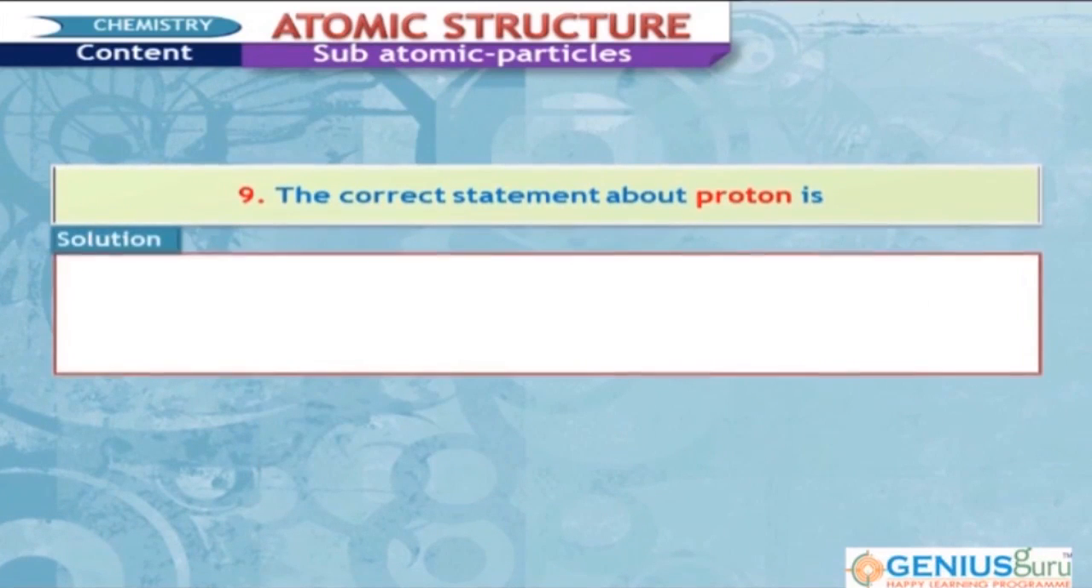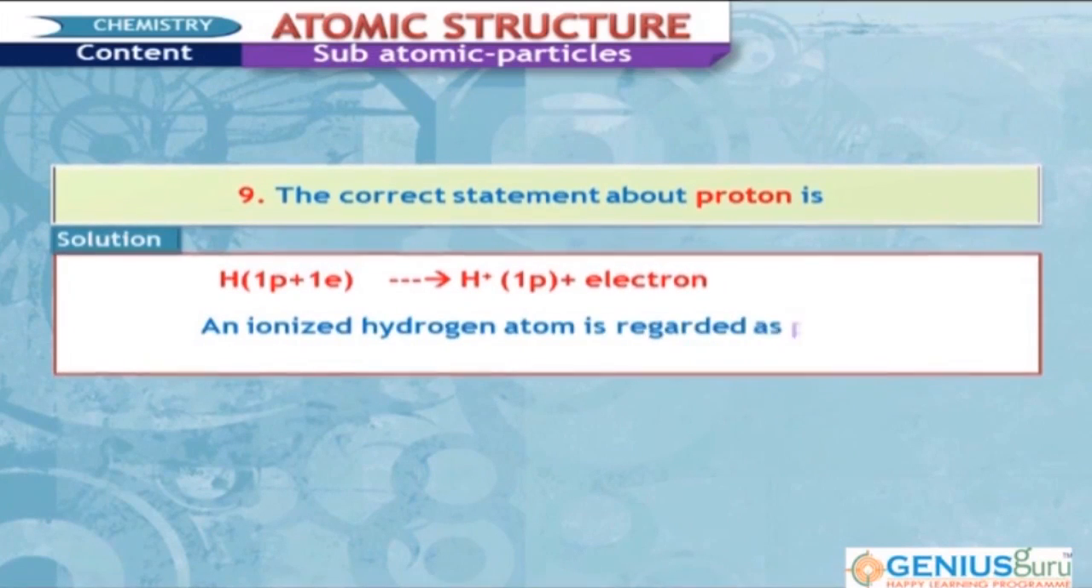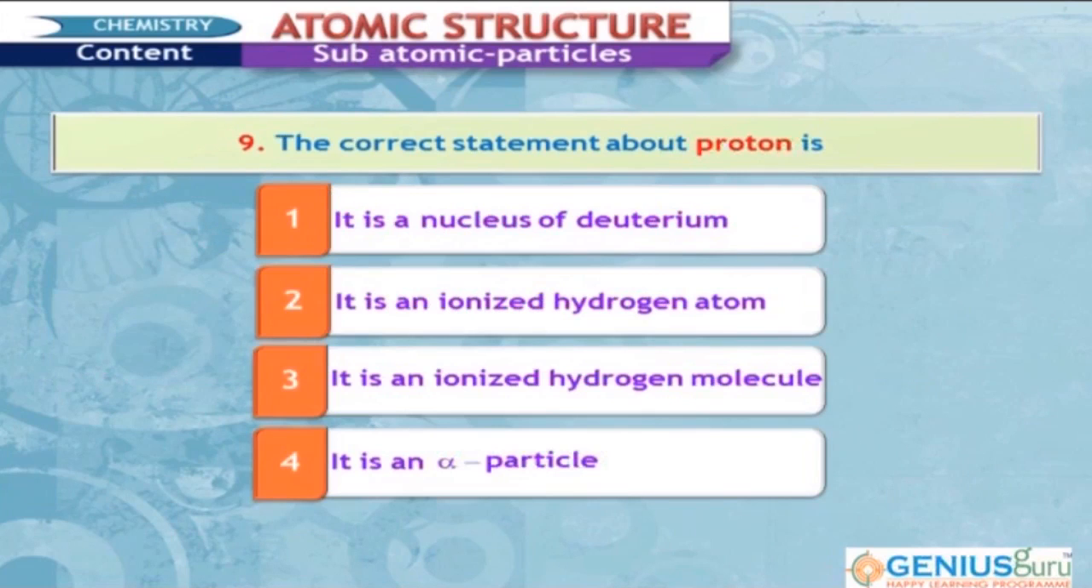If you consider hydrogen, it is the simplest atom. It contains one proton and one electron. Suppose one electron is removed from this, then it changes to H+. Now the proton is present, and the electron has come out. So this is the equation. Therefore, an ionized hydrogen atom is regarded as a proton, because this species contains only a proton, which is denoted by H+. Hence the correct option is 2.